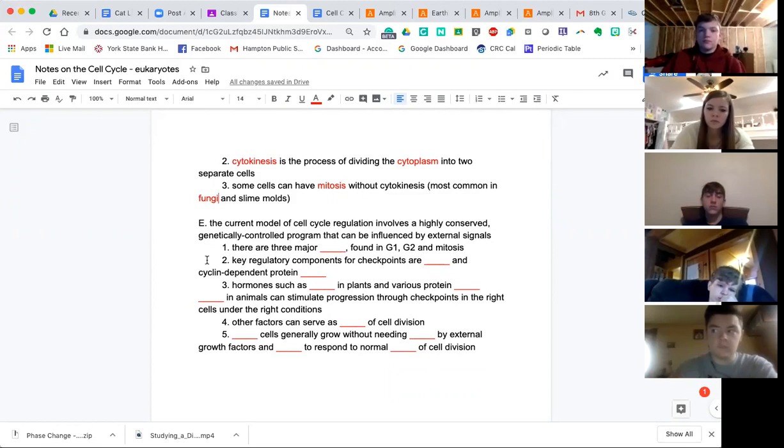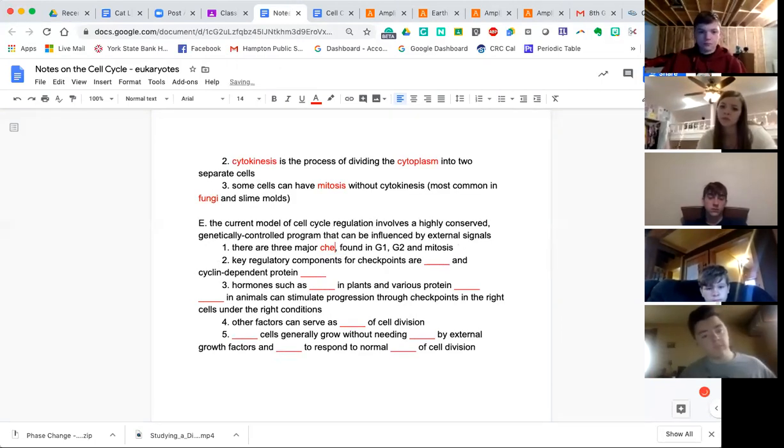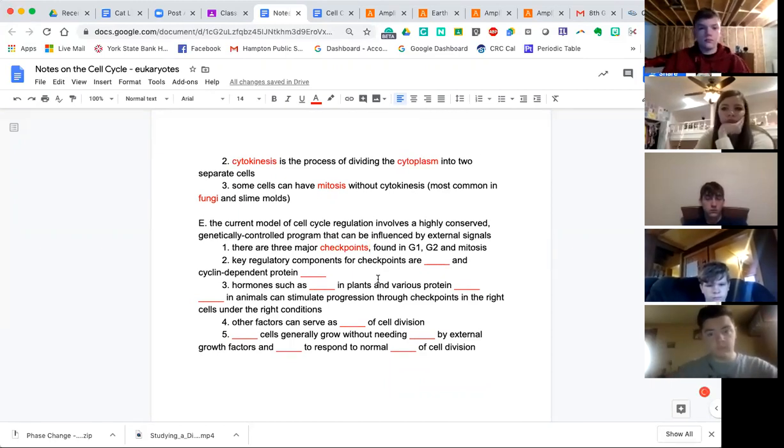Okay, last section. The current model of the cell cycle regulation involves a highly conserved, genetically controlled program. Our body is really trying to control when the cell cycle occurs, how fast different tissues in our body actually undergo mitosis. So there are major checkpoints that our body has to regulate. There are 3 major checkpoints found in G1, G2, and mitosis.